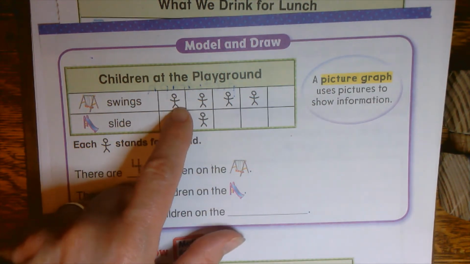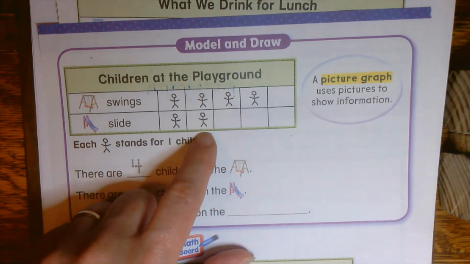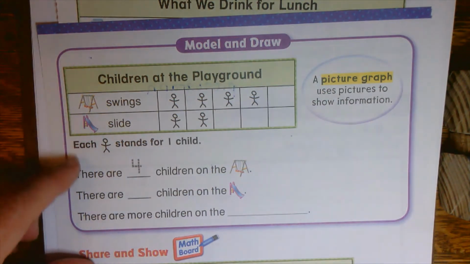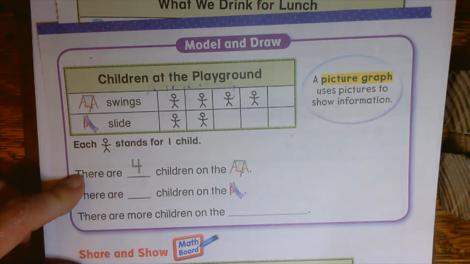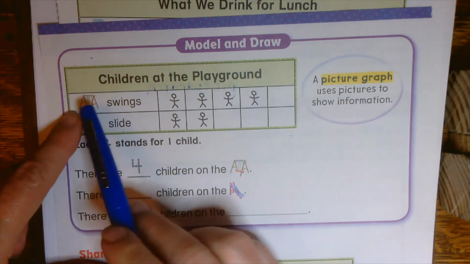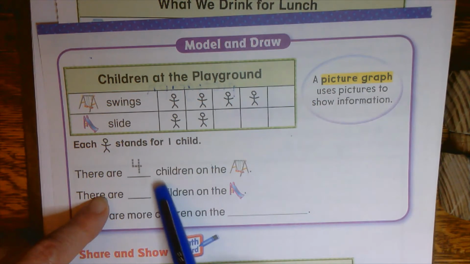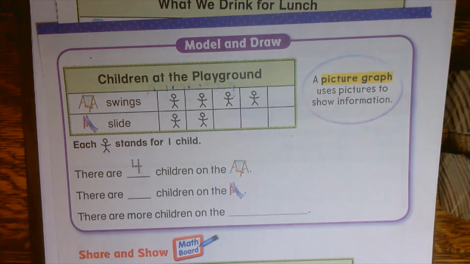So this means one child, and this means another child, and this means another child, and still another child, and there's a child, and there's a child. So you can see up here, there are four children on the swings. One, two, three, four. There are how many children on the slide? Two.